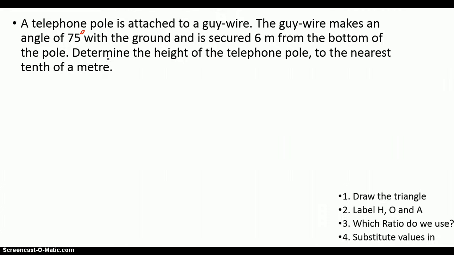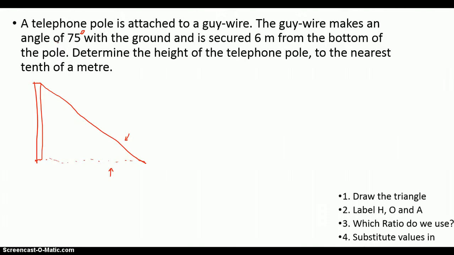Let's have a look at how we can draw this particular question. So if you imagine right here, that is the telephone pole. And to this telephone pole, a guide wire is attached. So the guide wire is going to go from the top all the way down here. So that's the guide wire. And you can see here that that's the distance from the ground. So the guide wire makes an angle of 75 degrees with the ground. So this is the ground right there, and this is the guide wire.